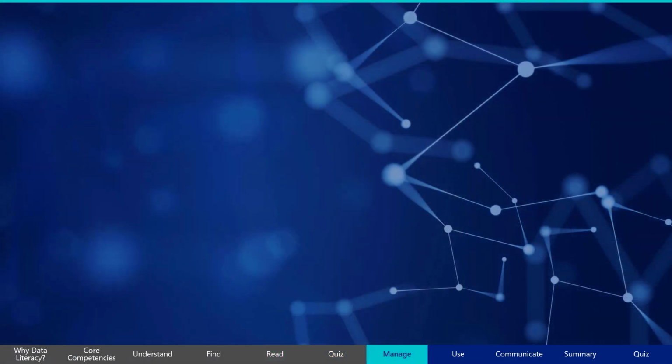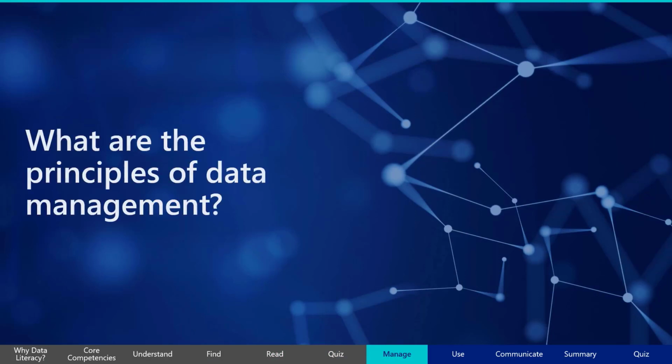Let's continue by discussing the next core competency: managing data. Data management is the development, execution, and supervision of plans, programs, and practices that deliver, control, protect, and enhance the value of data and information assets throughout their life cycles.